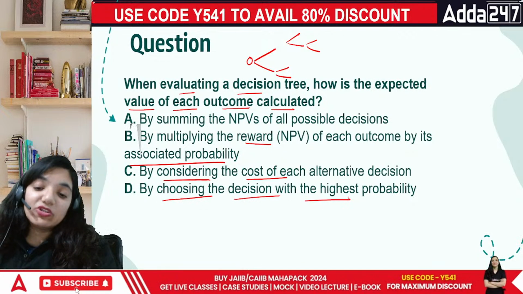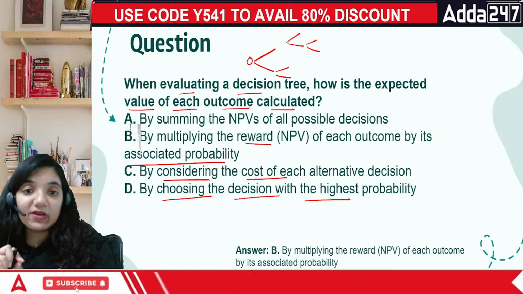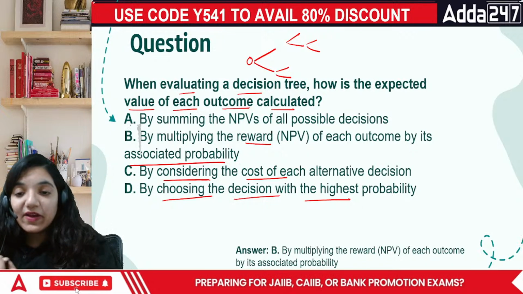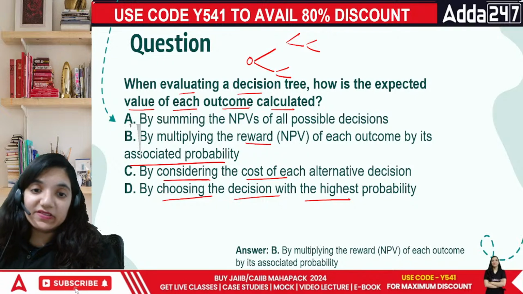When we talk about decision making, we are looking at everything from the point of view of net present value of each outcome. We are multiplying it in order to find out what is the particular possibility of something that is happening in the business.